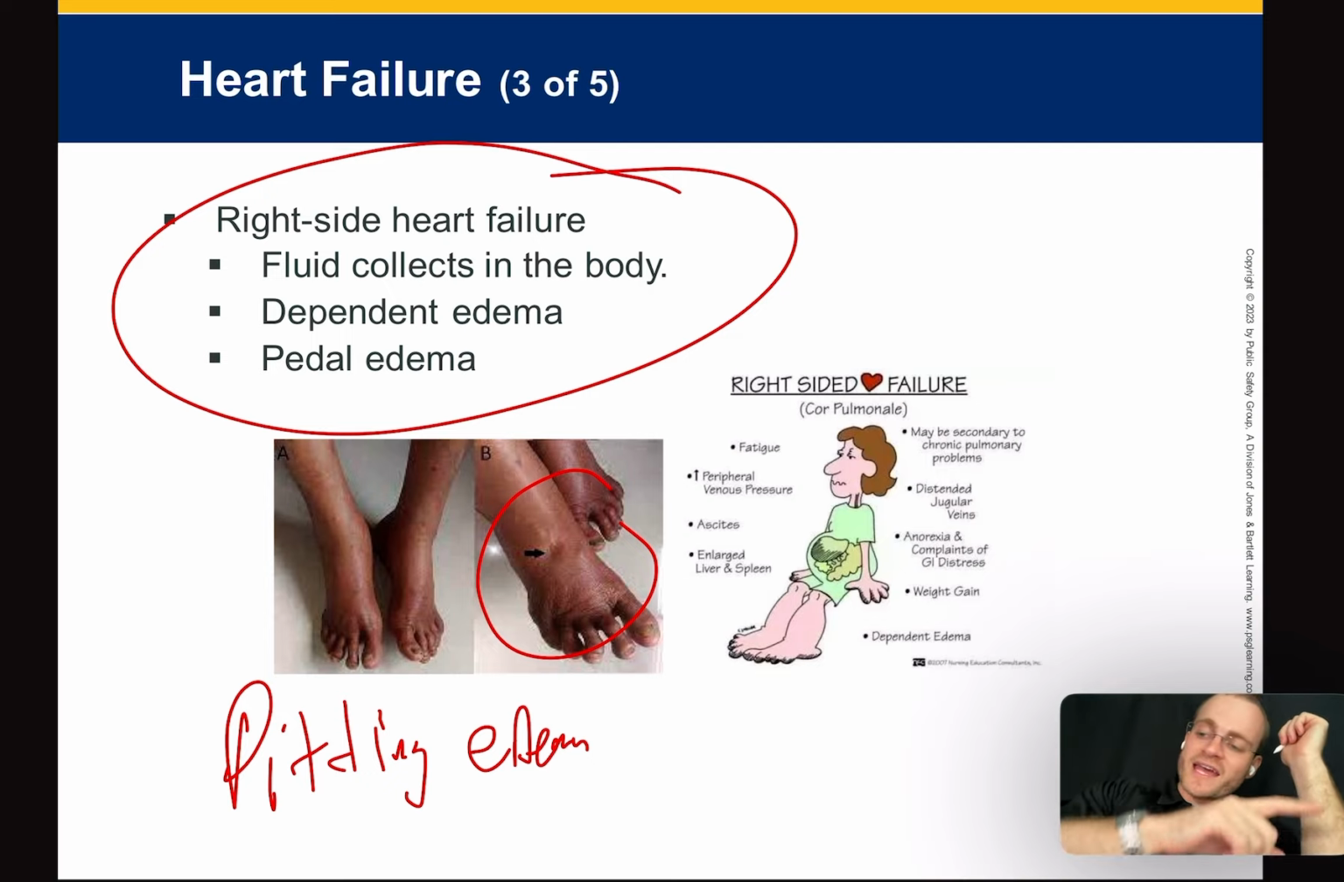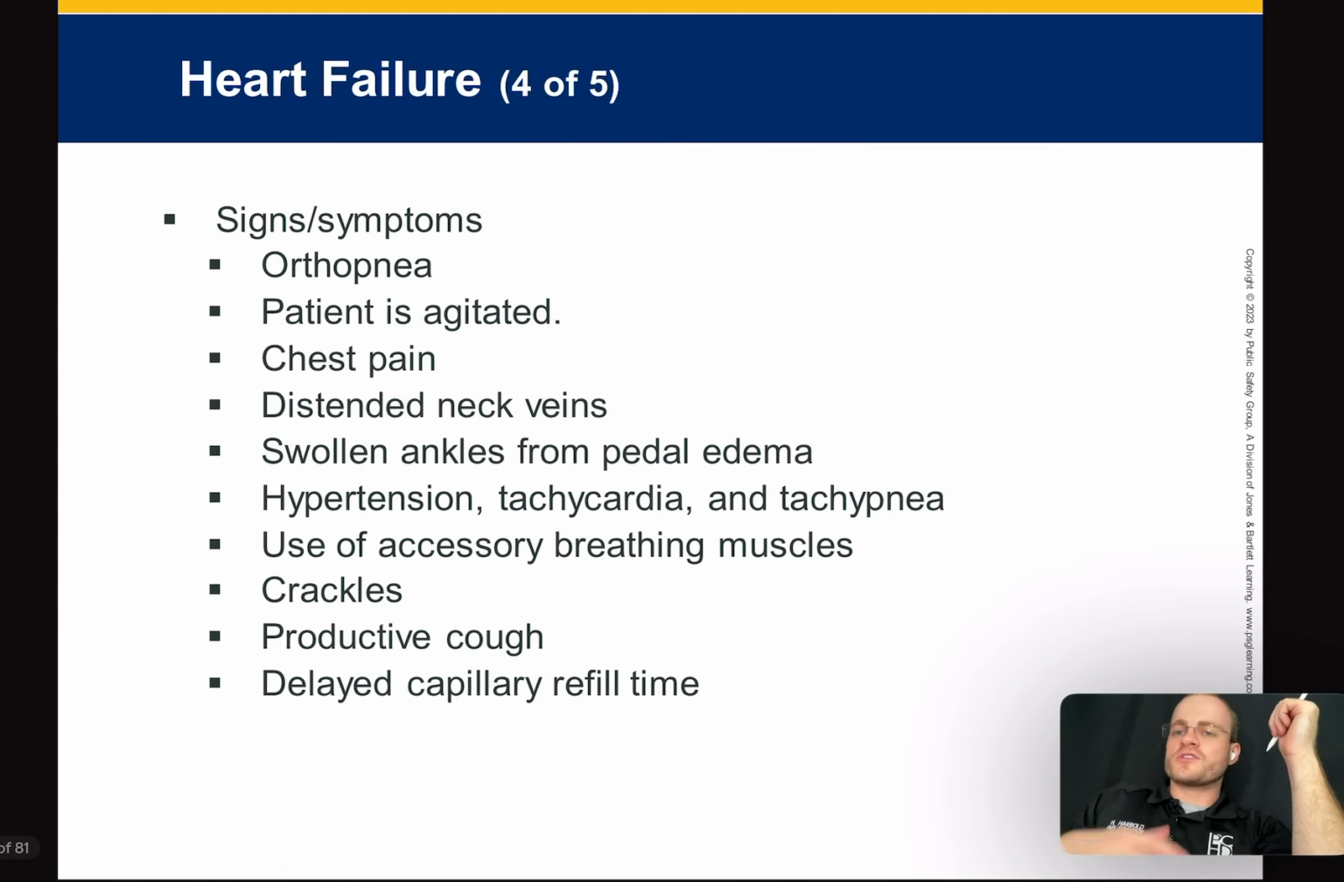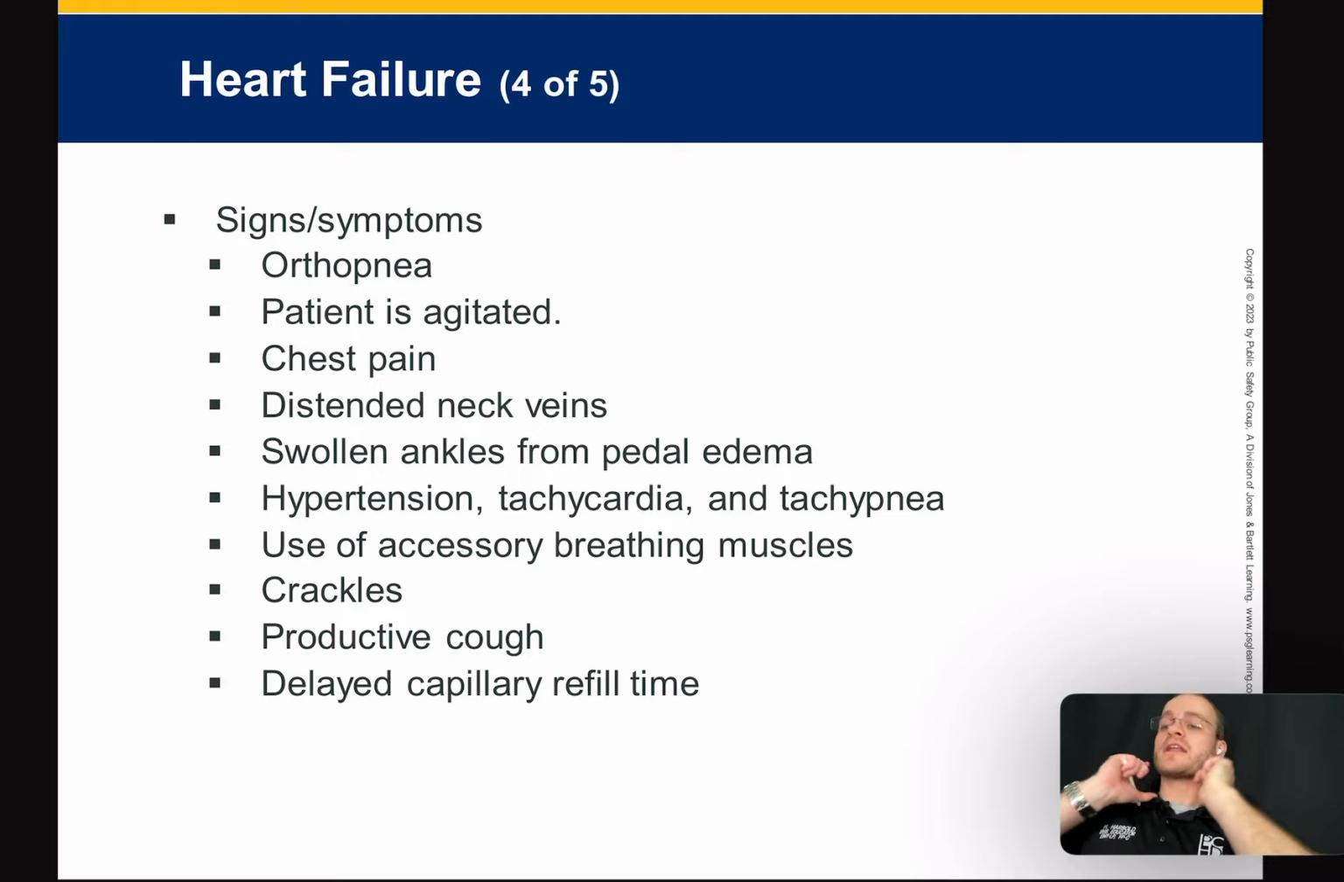Now, like I said, left-sided heart failure is the most common cause of right-sided heart failure. Both of these can be caused by heart attacks, hypertension. On the right side, it's pulmonary hypertension, right? So there are different ways this presents. In general, heart failure presents with orthopnea, the patient can be agitated, short of breath, chest pain, distended neck veins. Remember hepatojugular engorgement, I just talked about that. Swollen ankles from pedal edema. Remember we checked that for pitting pedal edema.